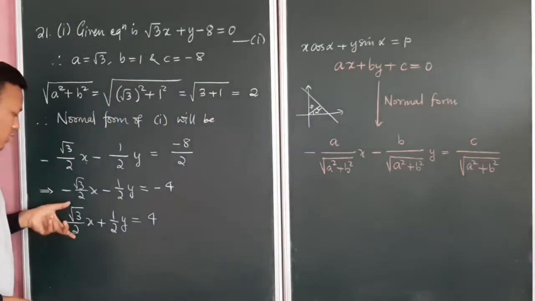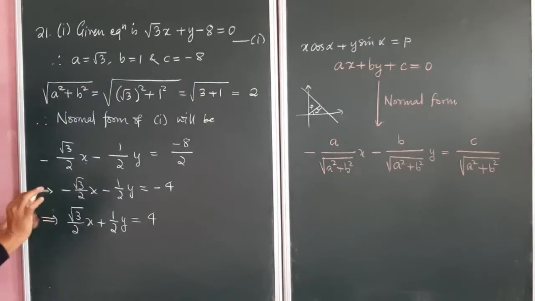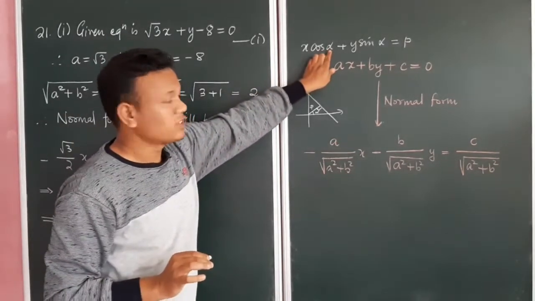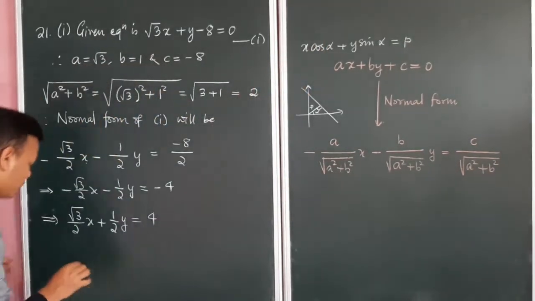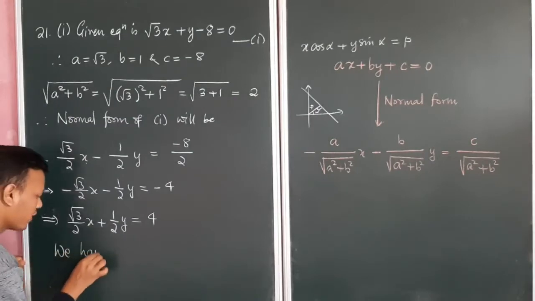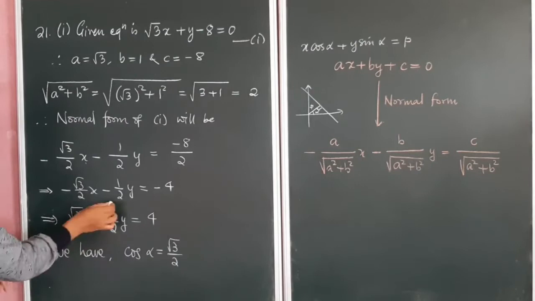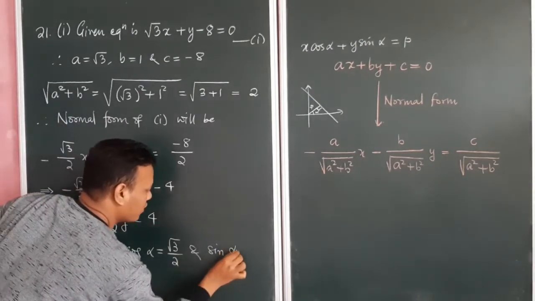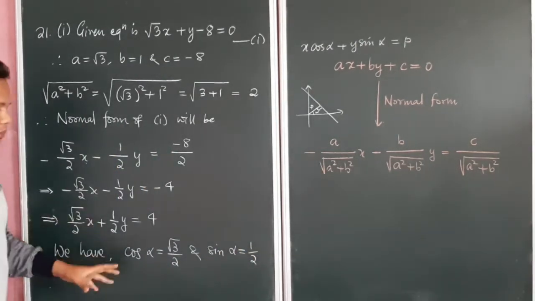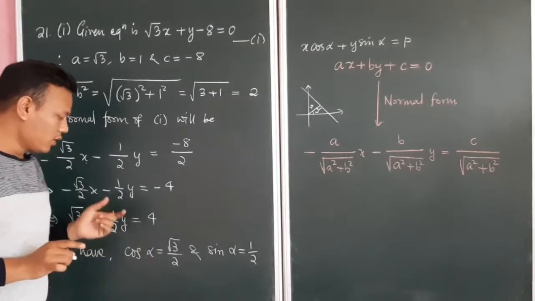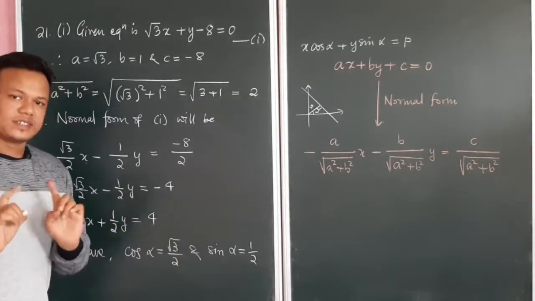So that's why we need to find what alpha is as well, right? So cos alpha is equal to root 3 by 2, and we have sin alpha, this is my sin alpha, isn't it? And sin alpha is equal to half. Now from here, be very, very careful. From here you have to find tan alpha.